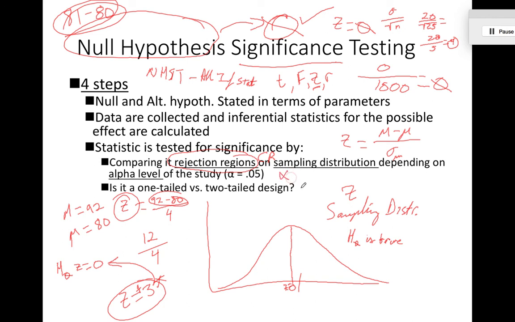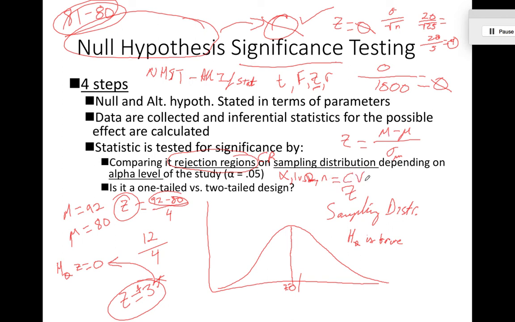So alpha level, one versus two-tailed, and sample size. There we go. One versus two and sample size. Those are the three factors that are going to affect the region of rejection. Why are they going to affect the region of rejection? Because they're going to affect what we call a critical value.